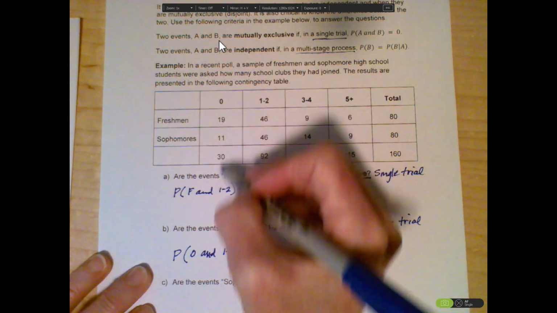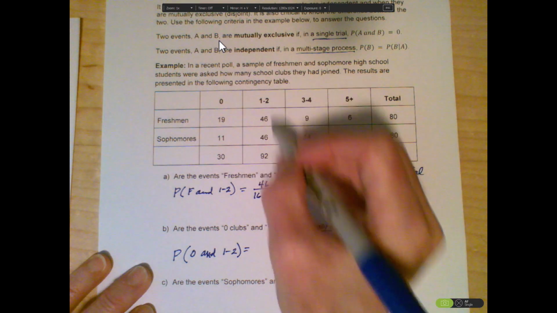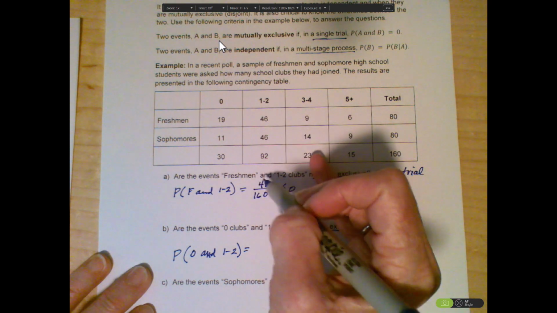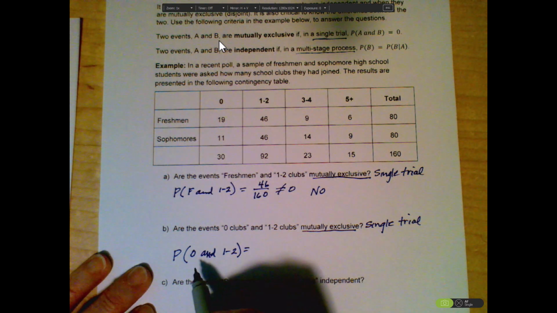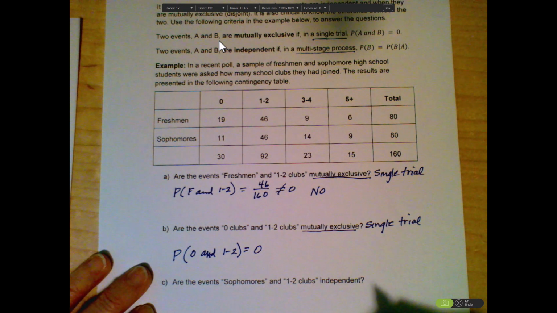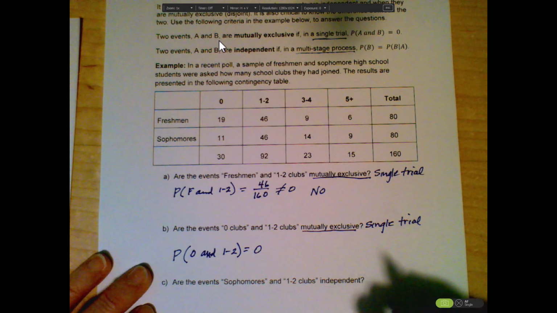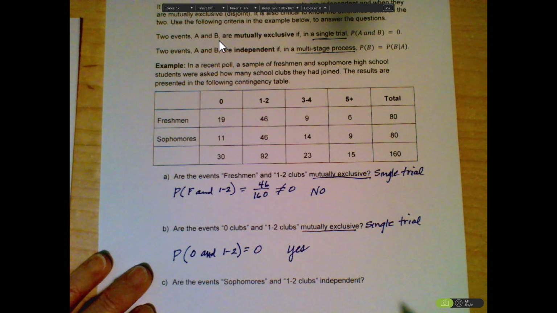Okay, 0 clubs, 1 to 2 clubs. Notice there's no overlap. When we did freshmen and 1 to 2, there was this overlap right here, 46. But with 0 and 1 to 2, it wouldn't be appropriate to allow a student to tell you, if you're taking a survey, that they didn't join any and they joined 1 to 2. So the probability that you select a student that has said that is 0. That can't happen. We wouldn't allow that to happen in a survey. That wouldn't make any sense. So, yes, these are mutually exclusive.